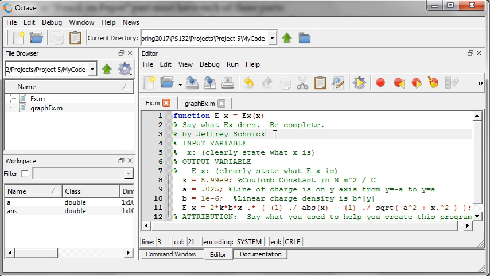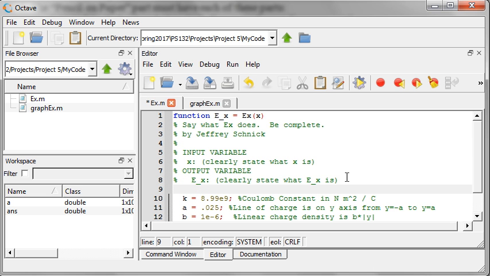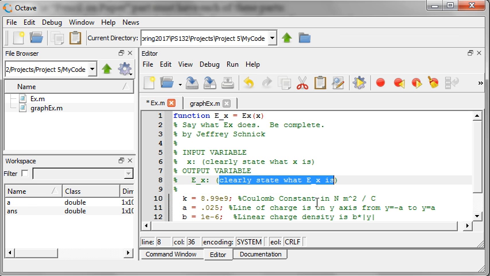To make those stand out a little bit more. So the input variable is X, and you have to say what X is. I haven't done it there, but I've indicated that you have to. And then E sub X, this is where you get to do a little bit of creative writing, well, I don't know if you call it creative, but descriptive writing. Say exactly what E sub X is. X component of the electric field at a point on the X-axis. Alright, so I have input and output variables.